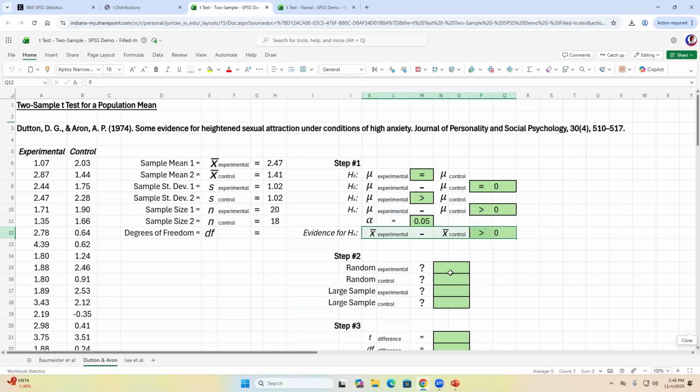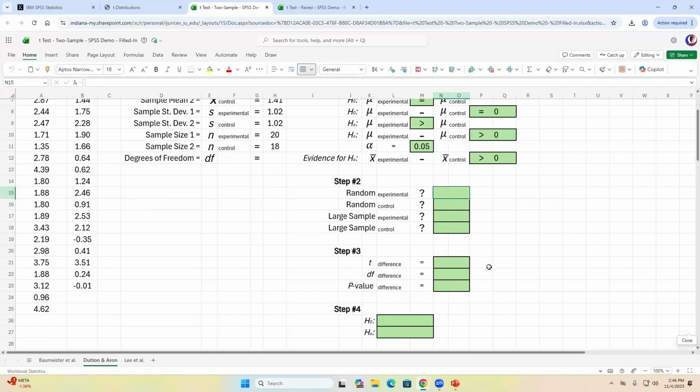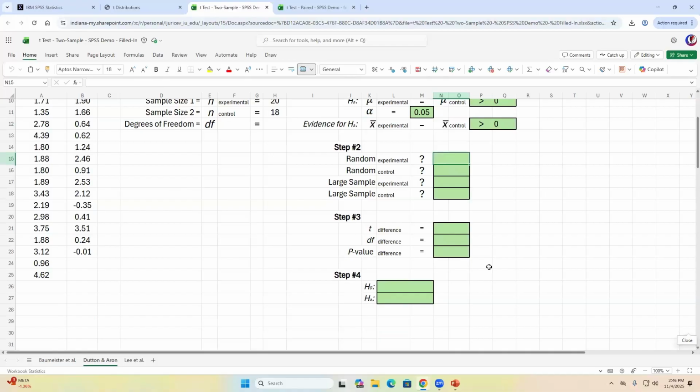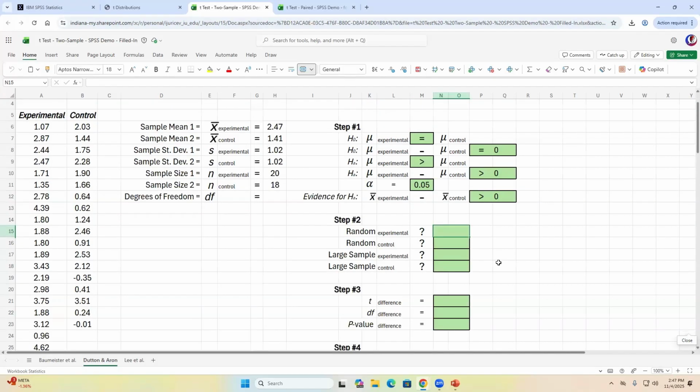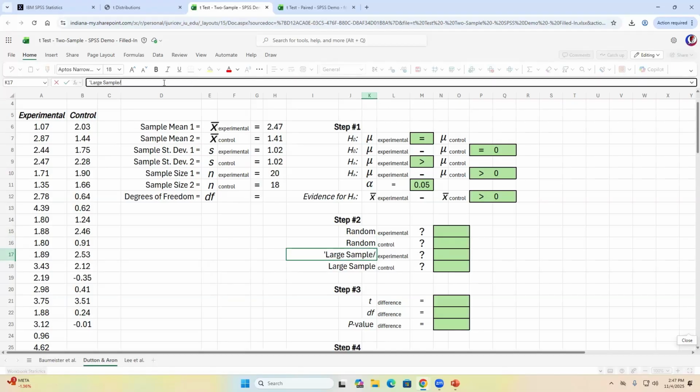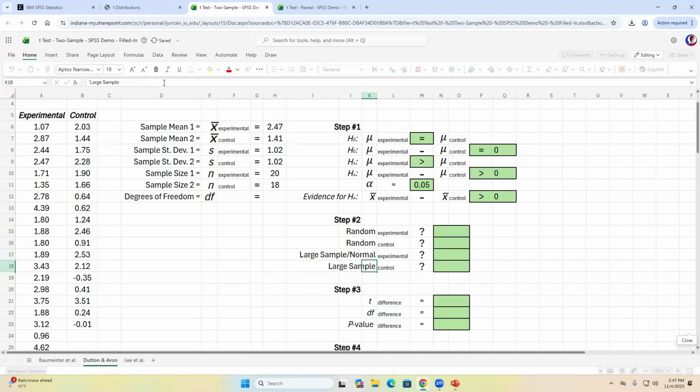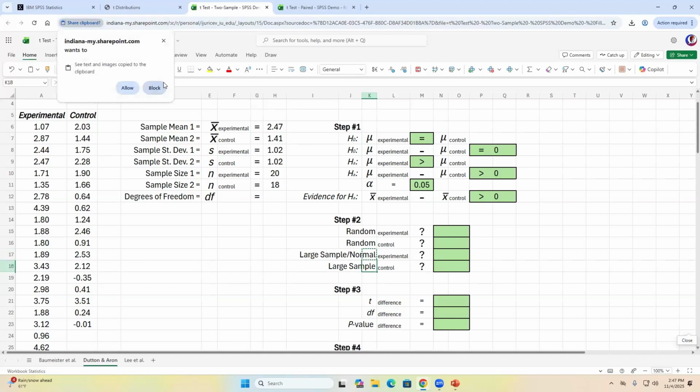All right. So now we get to go to step 2, and we can check our conditions. So remember that this is a very important step, because if you don't check your conditions, you could be violating the assumptions that these tests are based on, and you should not be doing them if that is the actual case. So again, I forgot to put in large sample or normal. I'm just going to change that real quick.